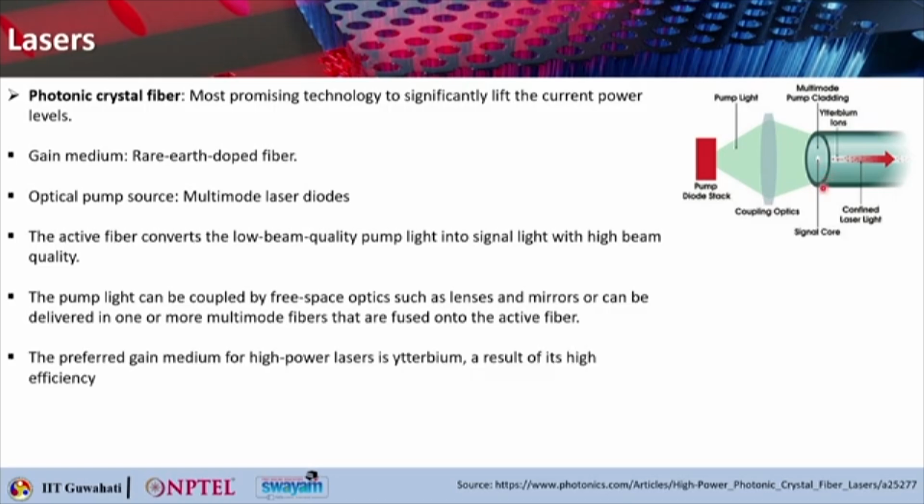The preferred gain medium for high powered lasers is ytterbium, as a result of its high efficiency. The highest reported power level for a single mode fiber laser is approximately 3 kilowatt, which was demonstrated by IPG Photonics Corporation of Oxford. It is worth noting that the record power level has increased dramatically over a very short time, and further increase is also expected in the near future.